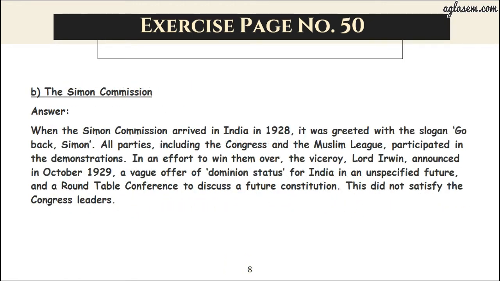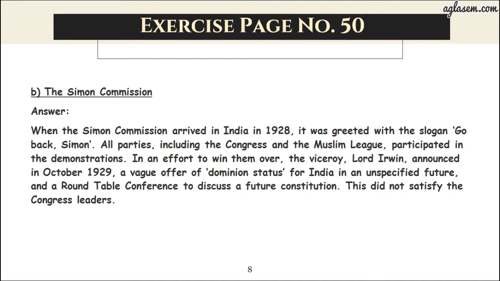So, the answer for the same is: when the Simon Commission arrived in India in 1928, it was greeted with the slogan, Go Back Simon. All parties, including the Congress and the Muslim League, participated in the demonstration. In an effort to win them over, the Viceroy, Lord Irwin, announced in October 1929 a vague offer of dominion status for India in an unspecified future and a Round Table Conference to discuss the future constitution. This did not satisfy the Congress leaders.